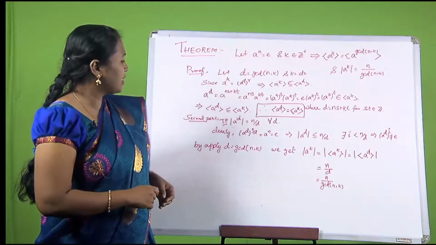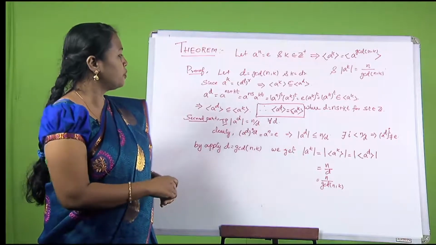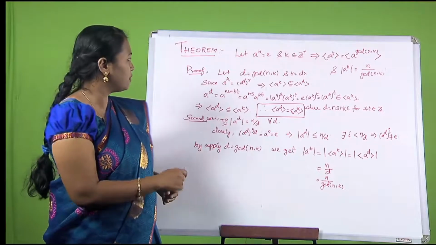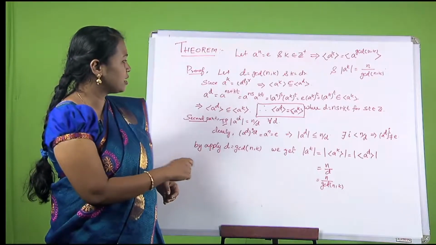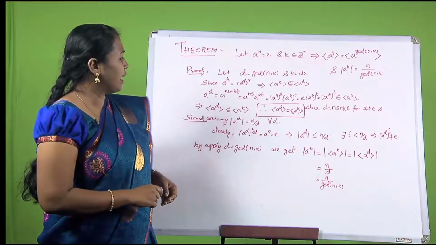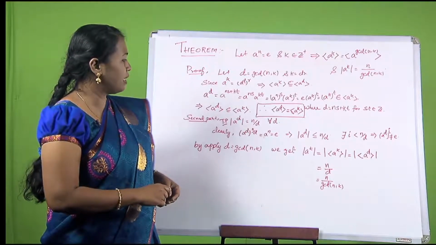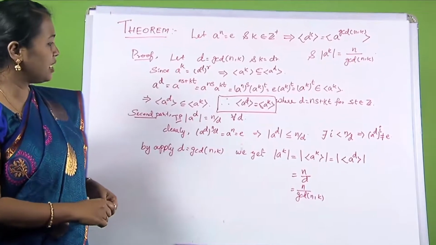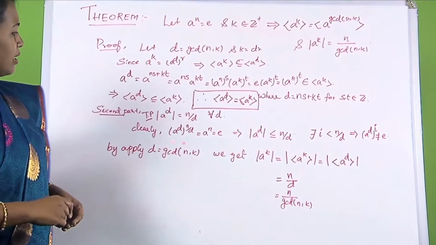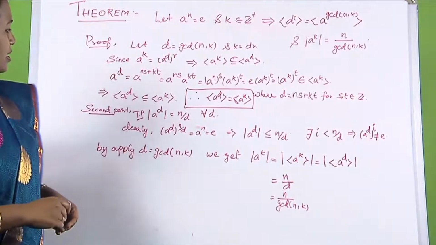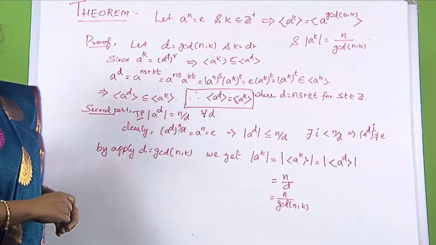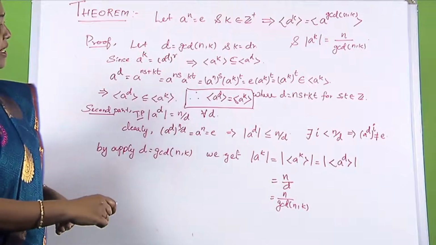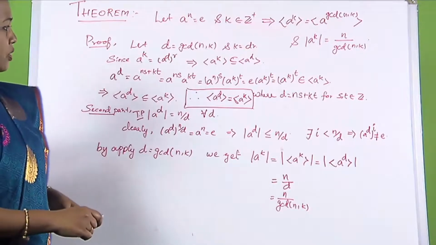So, for that, let us first prove that the order of a power d is equal to n by d, where d is GCD of n comma k. Now, clearly a power d the whole power n by d will be equal to, the d will get cancelled and you will have a power n, which is equal to e. So by the definition of order, this term n by d should be such that the order of a power d is less than or equal to n by d.